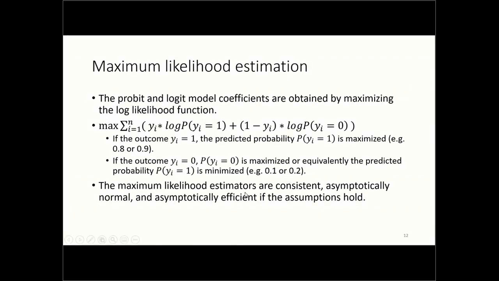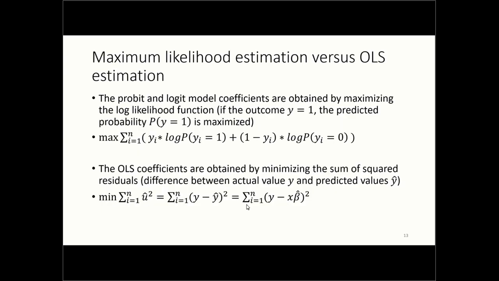So if we use this maximum likelihood estimation, the nice property is that these maximum likelihood estimators are consistent, asymptotically normal, and asymptotically efficient if all of the assumptions hold. So they have all of the nice properties of the estimators that we have seen so far, like the OLS estimators.